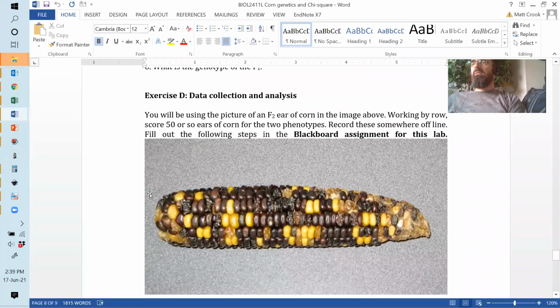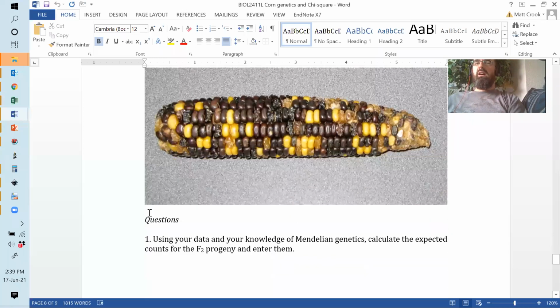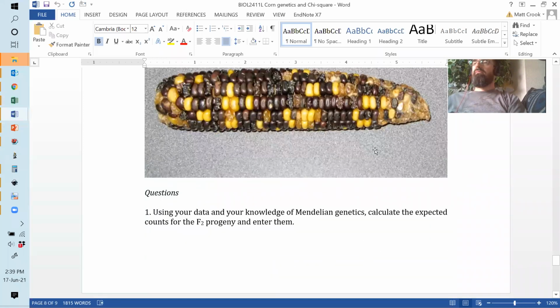Oh, there you go. That's an even better picture. Use this picture. It's a lot clearer. That one's a little bit poor. Carry out the chi-squared test for this.